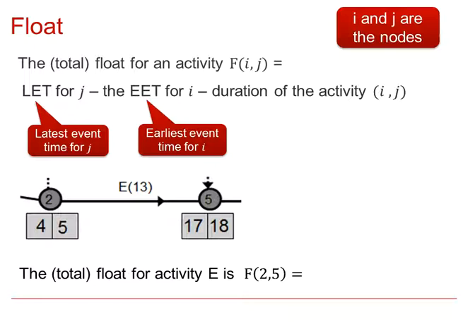So the total float for activity E, where we have the outside boxes, the latest event time would be 18, minus the other outside box, the 4, the earliest event time for it starting, minus the duration of activity E, which would give us 1.